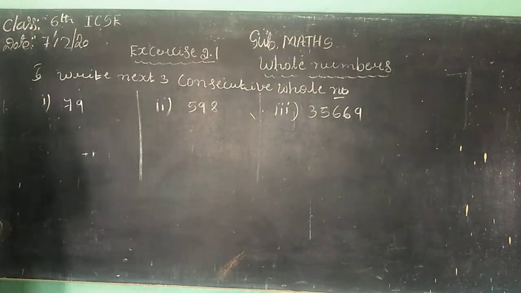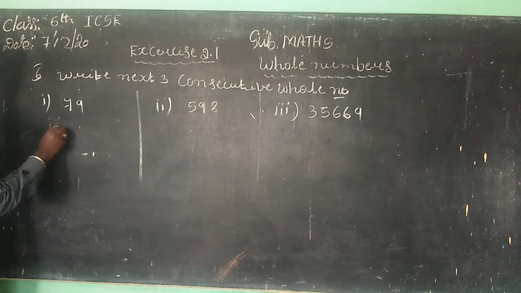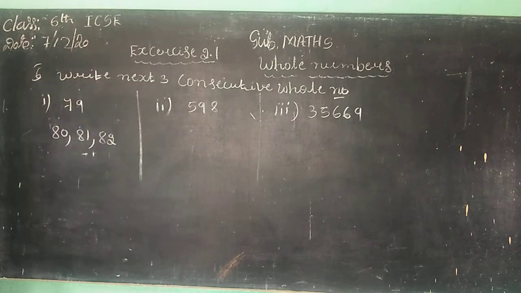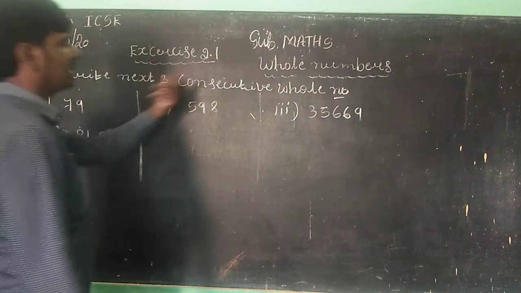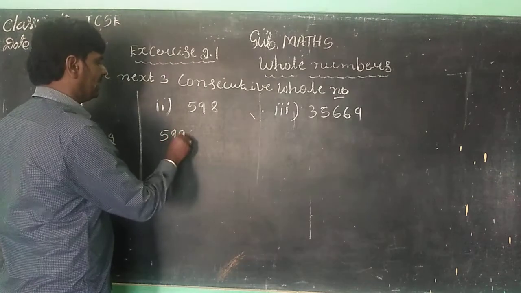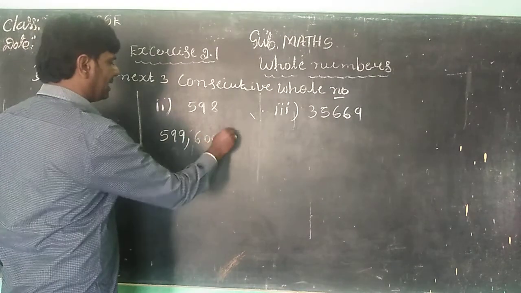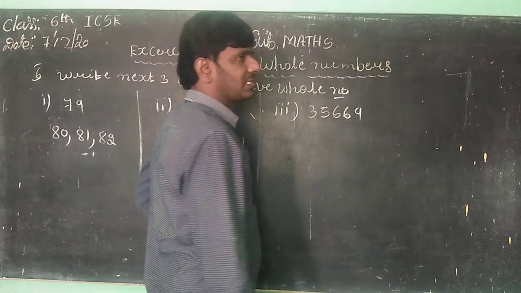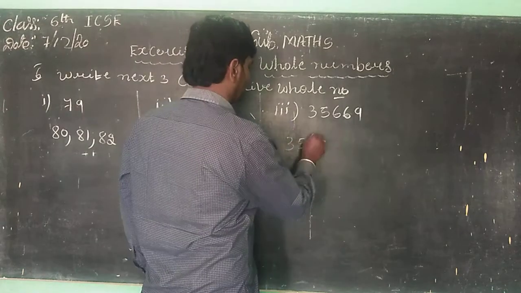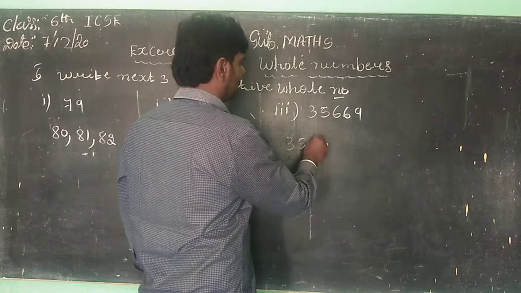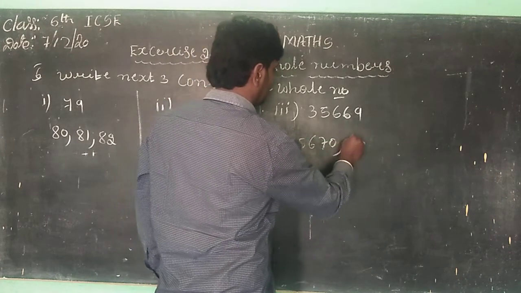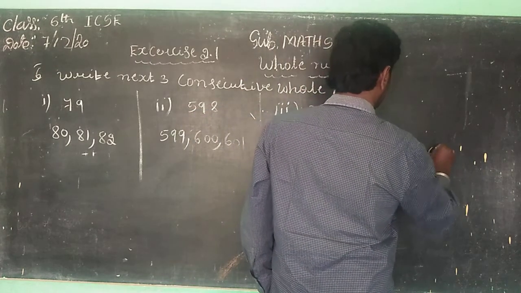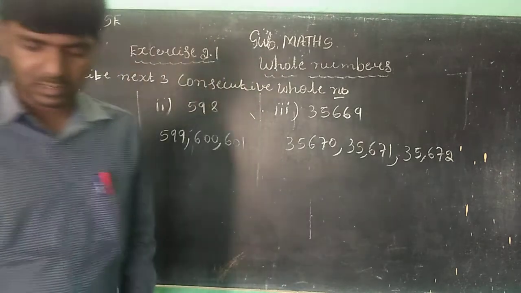Next consecutive numbers means, children, 79 after is 80, 80 after is 81, and 81 after is 82. Next numbers. So children here also 598, next number is 599, next number is 600 and 601. Children here also 35,669, next number is 35,670, and 35,671 and 35,672. Correct, children? This is also over.